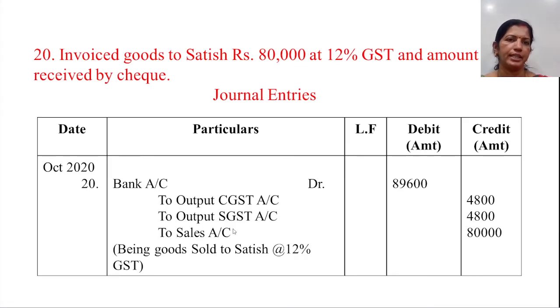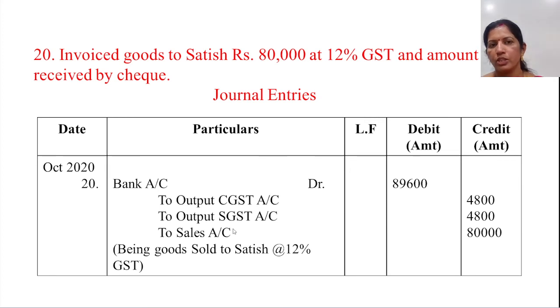Now the next date, 20. Invoiced goods to Satish rupees 80,000 at 12% GST and amount received by check. See again the example of GST. First of all, listen carefully to what the transaction says. We invoiced goods to Satish, which means Satish purchased from us and we sold to him. Varun, the proprietor of our journal, sold goods to Satish.